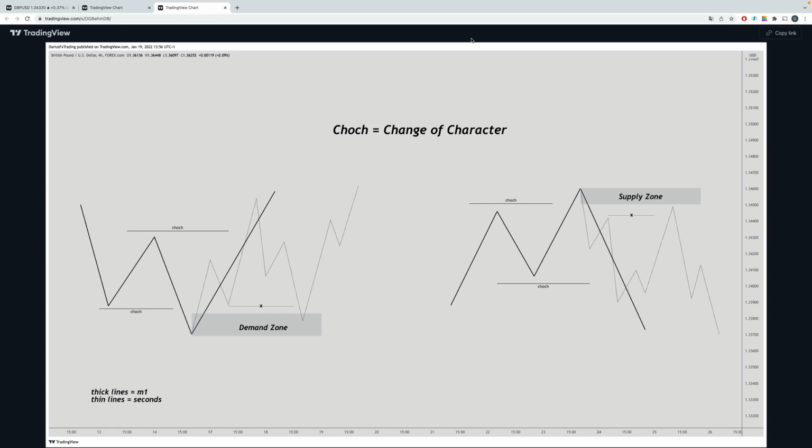Welcome traders to this new video, which is about CHoCH, which means change of character. We're going to go over the definition, explain where we're going to use it and the overall context where this is important, and then we're going to go on the charts and look at some examples.